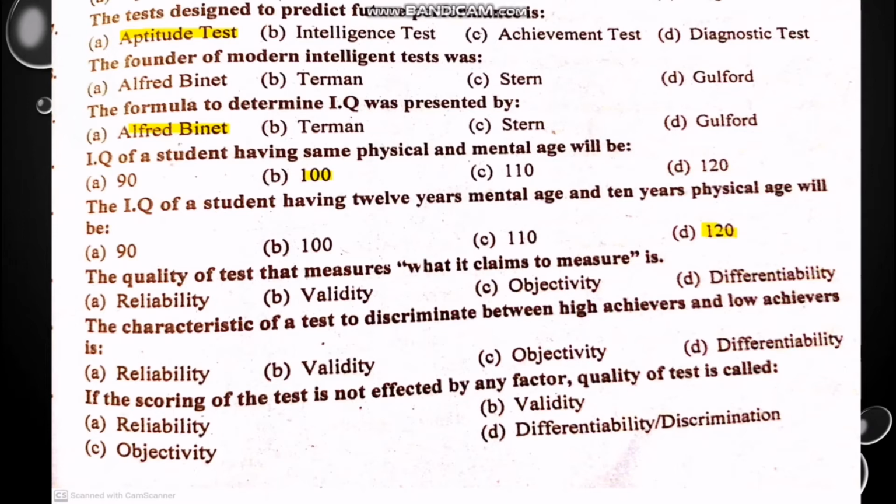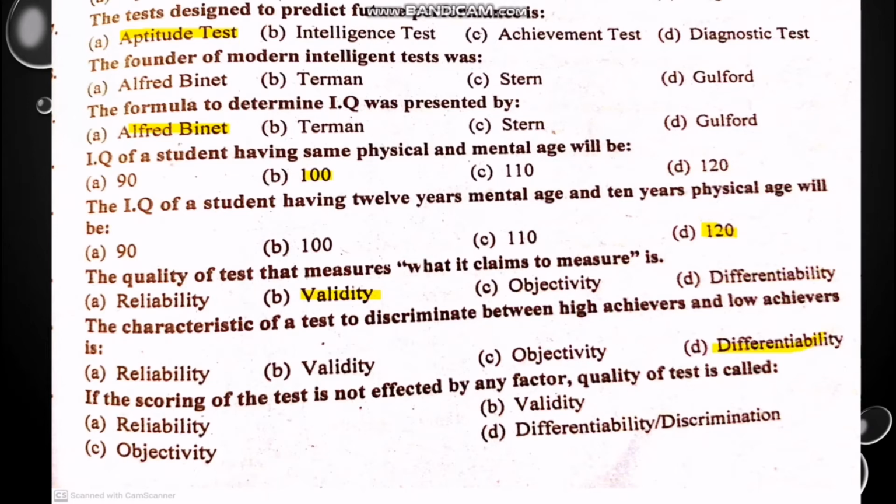Quality of test that measures what it claims to measure is reliability, validity, objectivity, or differentiability. So the right option is validity, what it intends to measure. The characteristic of a test to discriminate between high achievers and low achievers is reliability, validity, objectivity, or differentiability. So the right option is differentiability.